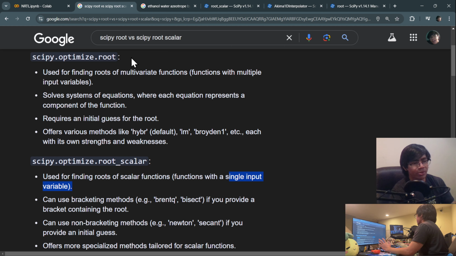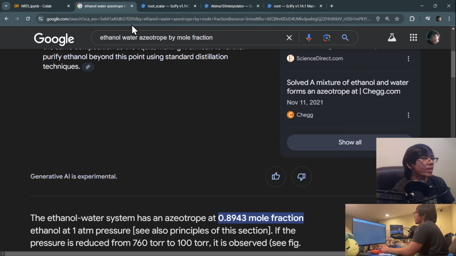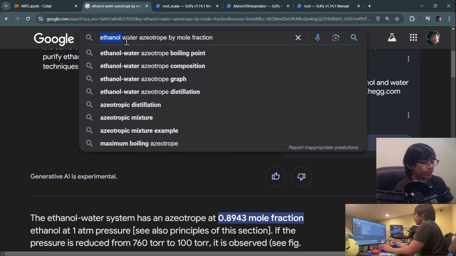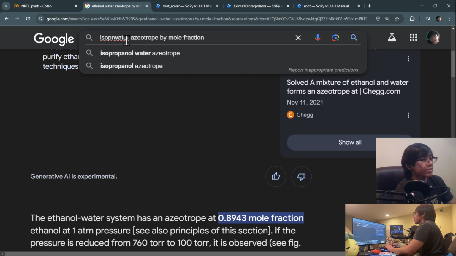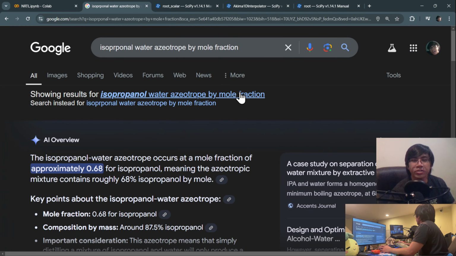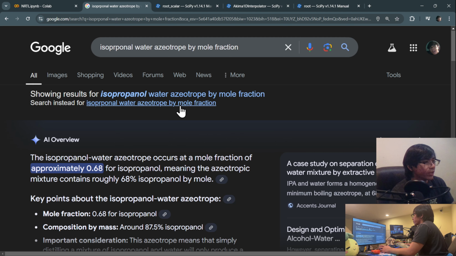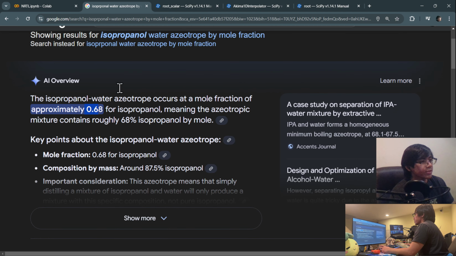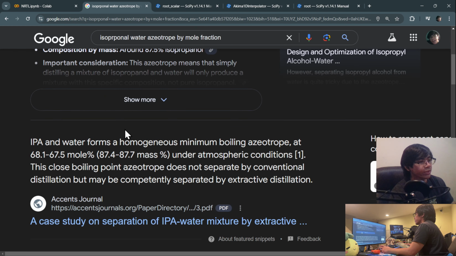Or no, I'm confusing it with solve IVP. But anyways, that's that. And I guess we should also pull up the isopropanol-water, since that's what we actually want. So again, we do by mole fraction, since that's what we're graphing. But looks like it is 0.68. So that's the number we'll have to look out for.